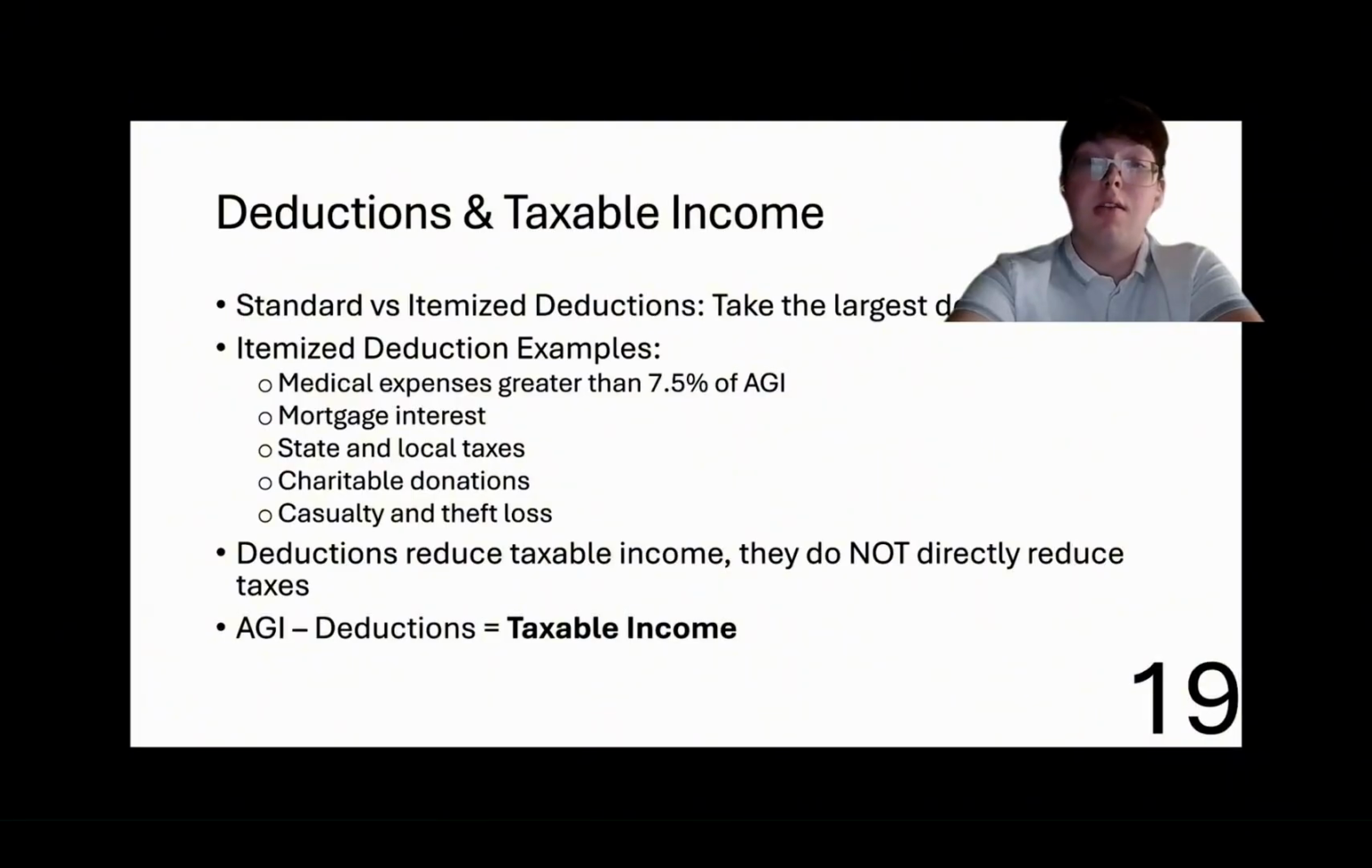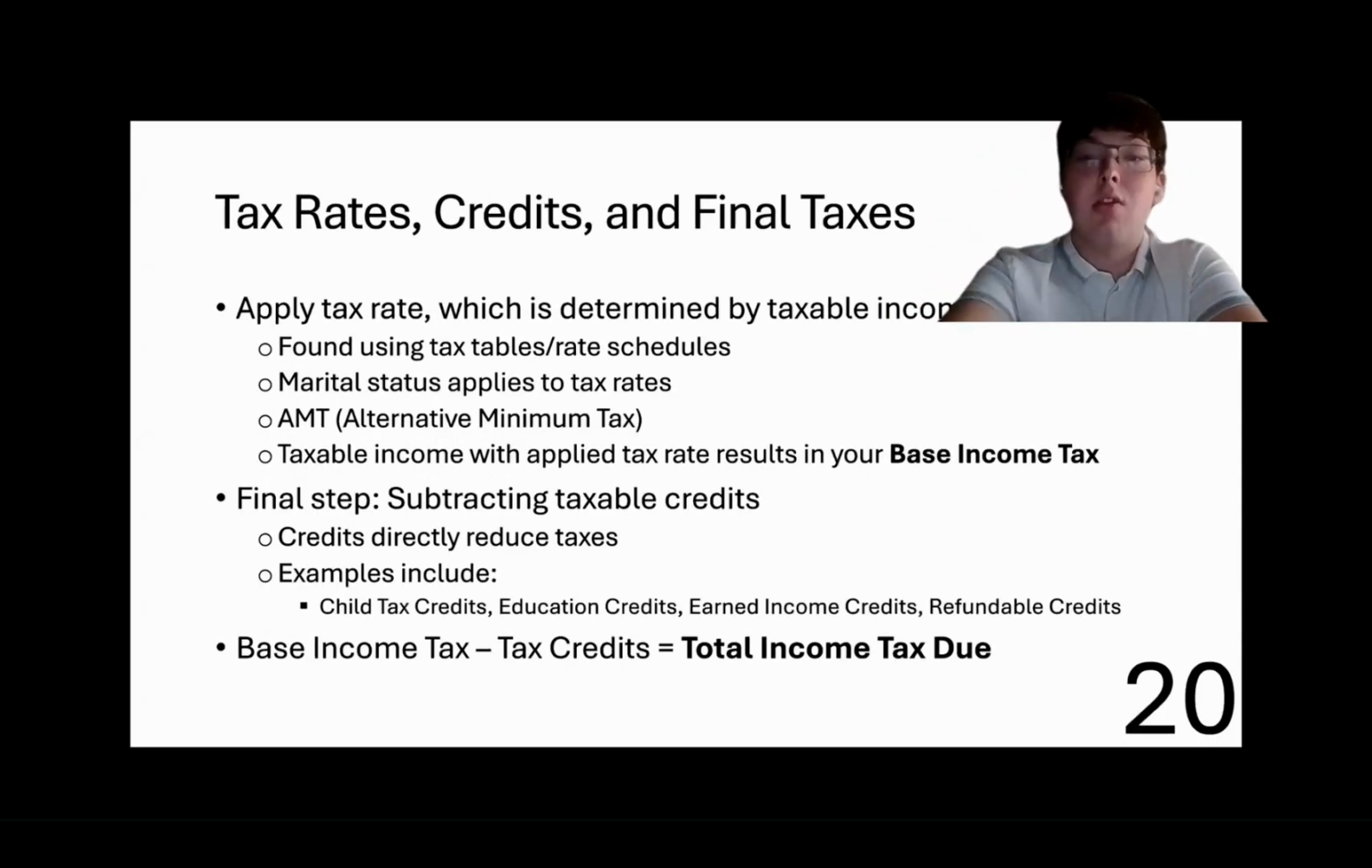It's also critical to understand that deductions reduce taxable income, not taxes directly. The tax savings from a deduction depend on the taxpayer's marginal tax rate. So once you have your deductions, you can subtract your deductions from your AGI and get your taxable income. Taxable income is used with federal tax tables or rate schedules to determine your base income tax.